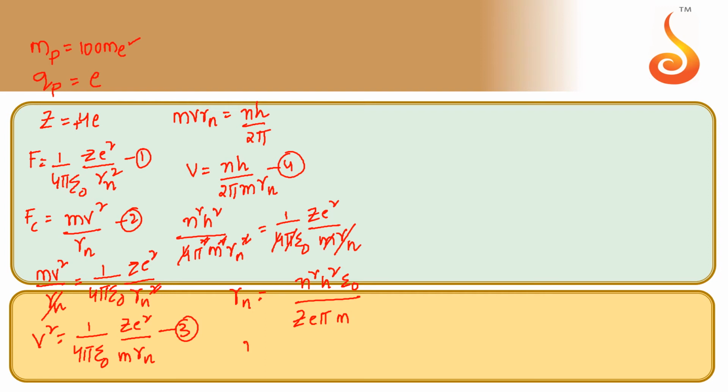Since the mass of the particle is 100 times the mass of an electron and Z is 4, what we will get? The radius of the given particle in the nth orbit is n square h square epsilon naught by 400 times the mass of electron into charge square into pi. This is the radius of the given particle around the nucleus. And we also need to find what will be the wavelength released when it jumps from a higher energy level to a lower energy level.